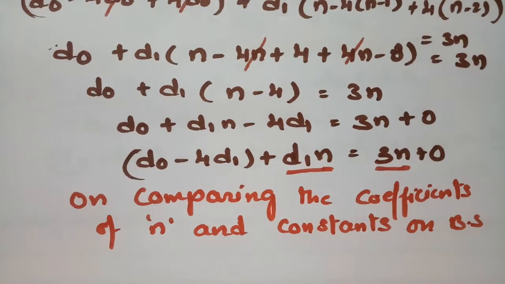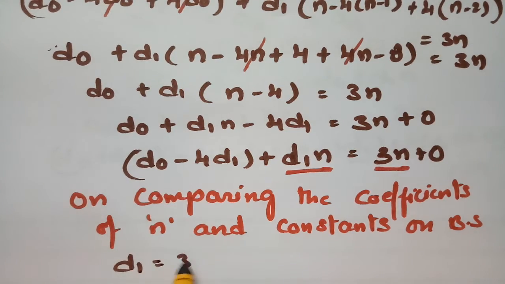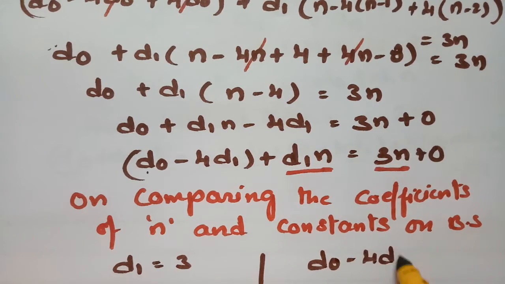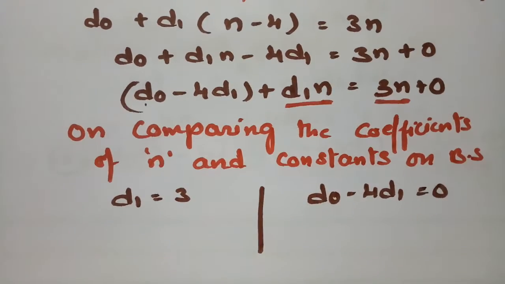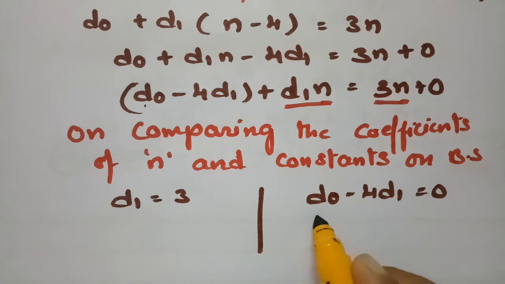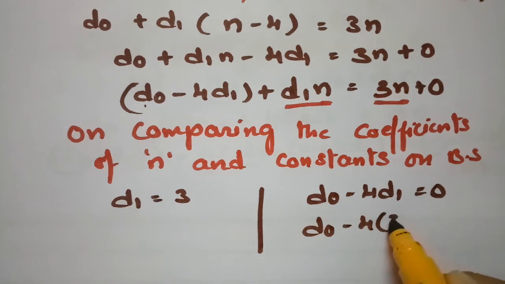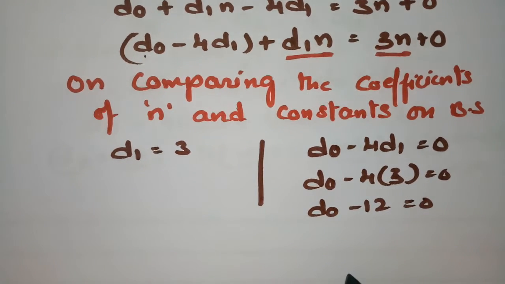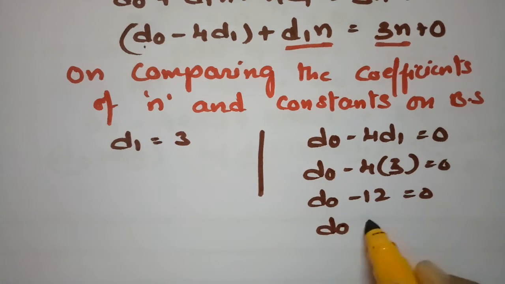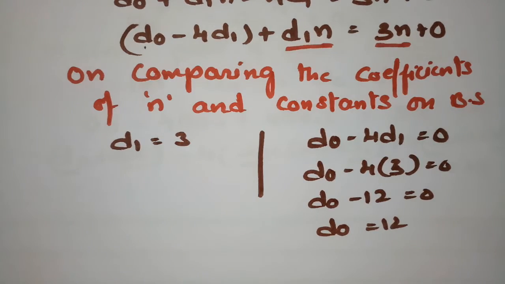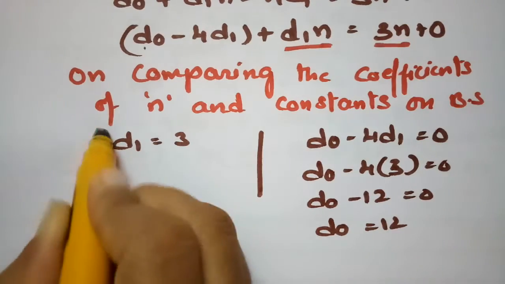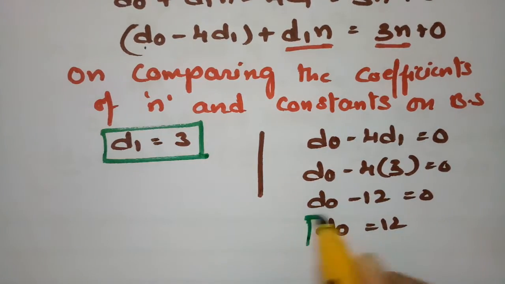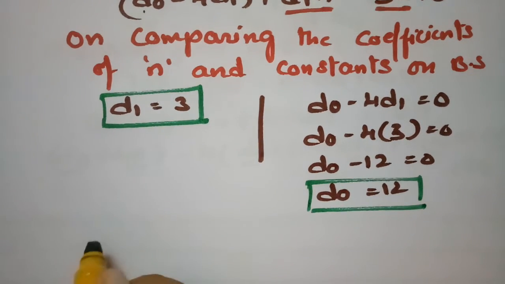See what happens here. So this is d1 is equal to 3, and the next one, if I compare the constants, this will be d0 minus 4d1 is equal to 0. So if I substitute the d1 value here, d0 minus 4 into 3 is equal to 0. So d0 minus 12 is equal to 0, and see here, d0 value is equal to 12. So here d1 value is equal to 3. So I got the value of d1 as 3 and d0 as 12.